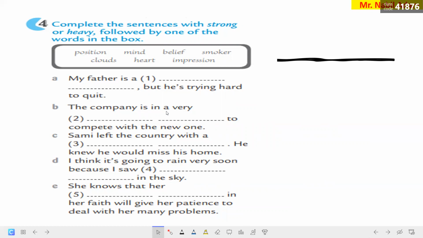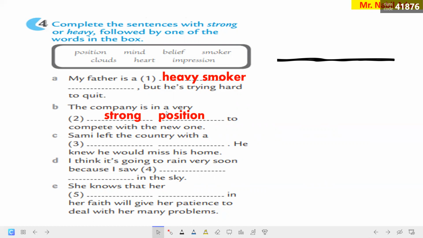My father is a heavy smoker, but he's trying hard to quit. So my father is a smoker. My father is a heavy smoker. The company is in a very strong position to compete with the new one. The company is in a very strong position, strong position.